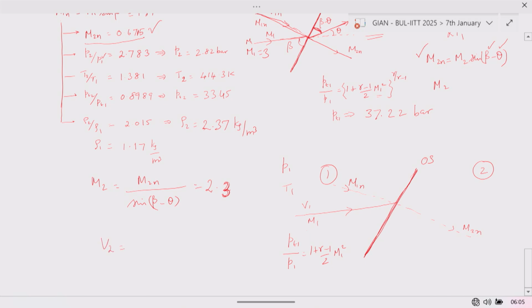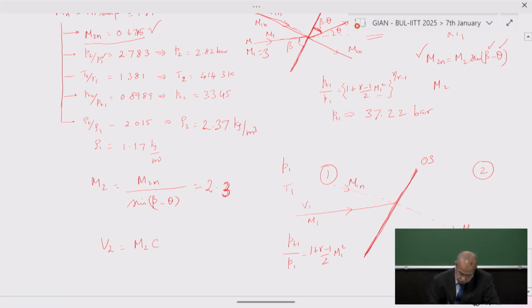So V2 is equal to M2 C2. What's the value? It's 938.4 meter per second.